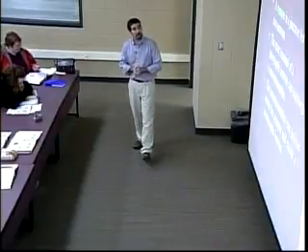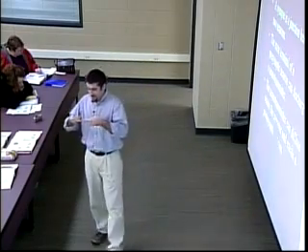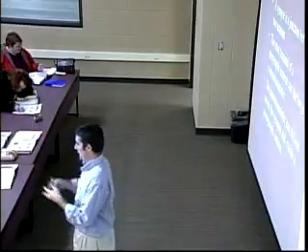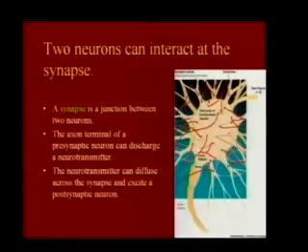Okay. Now, a synapse. You know that a synapse is when two nerve cells basically form a junction with one another. They don't ever actually touch. They come very, very close, and there's a tiny little gap in between them called the synaptic gap or the synaptic cleft. So a synapse is when these two things come together.